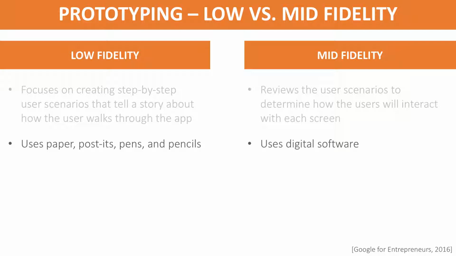The materials that we use to prototype a low versus a mid are also different from each other. For low-fidelity prototypes, as talked about in the Google video, we use paper, post-it notes, pens, and pencils. Simple materials just to get the gist of what our design actually looks like. But in a mid-fidelity prototype, we bump this up into a digital space where we utilize digital software that helps us build out the look and feel of the actual screens.